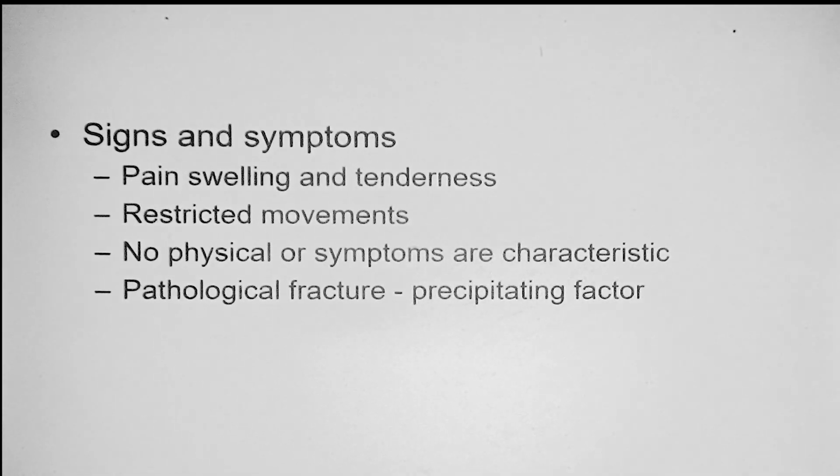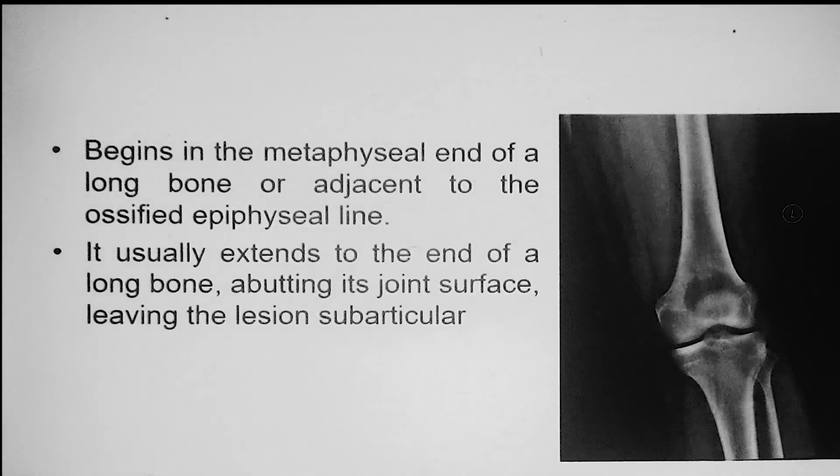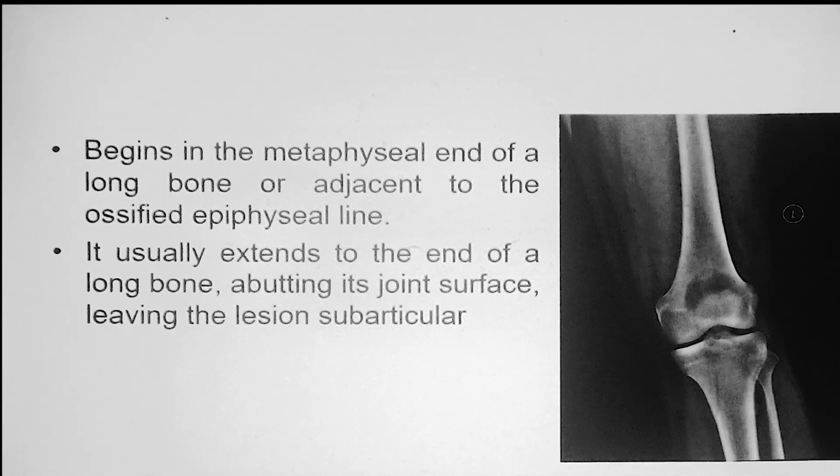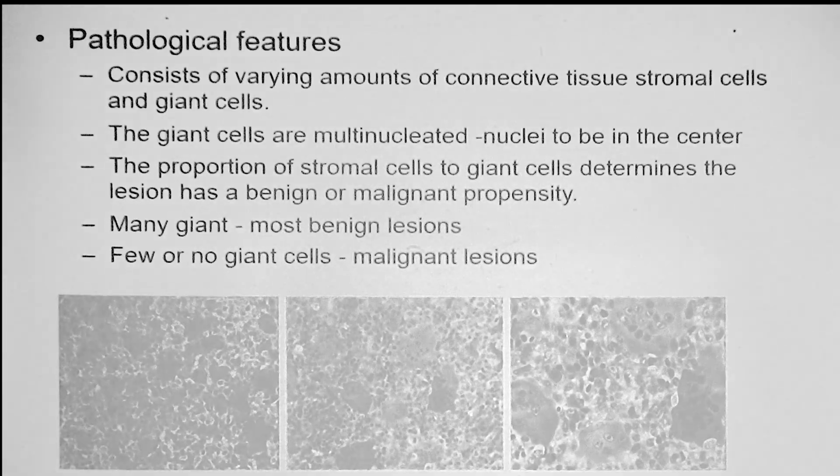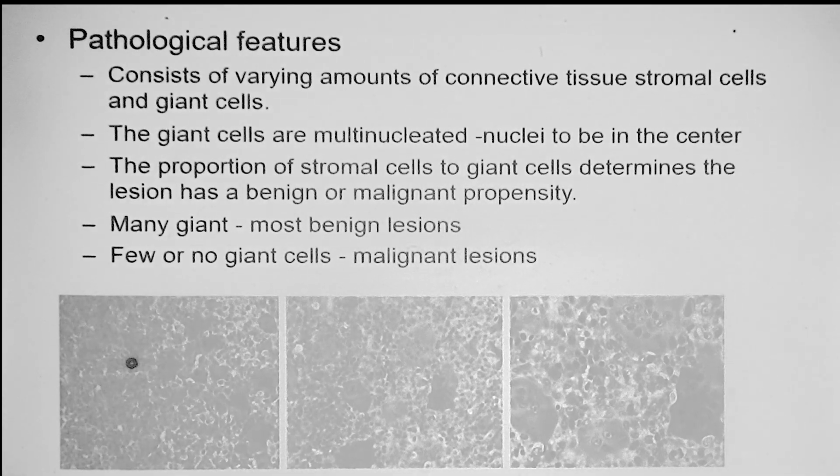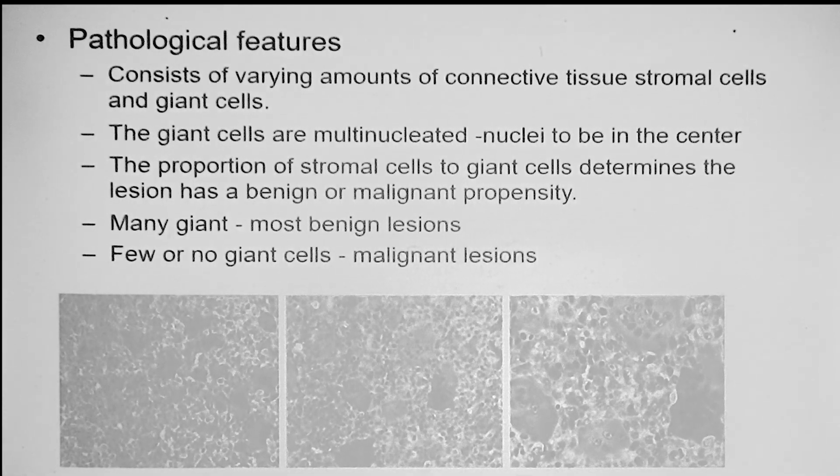The signs and impacts of giant cell tumor can be analyzed. The GCT begins at the metaphysis and extends to the end of the long bone, adjacent to the ossified physeal line, usually extending to the end of the long bone and the joint surface. Okay, so this is the pathological state.